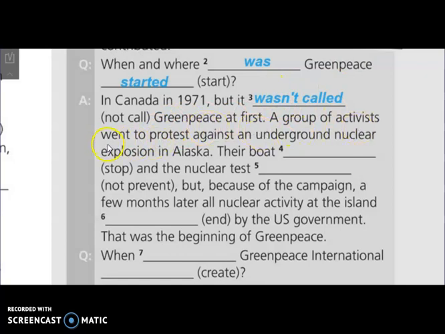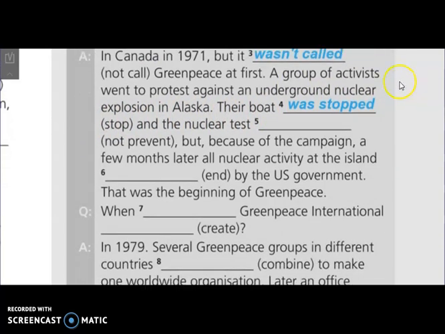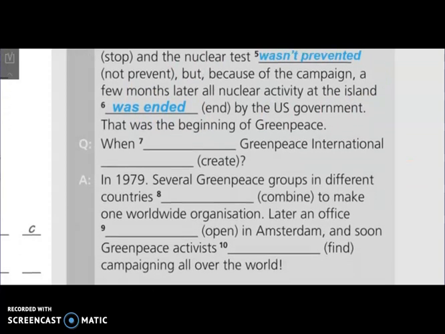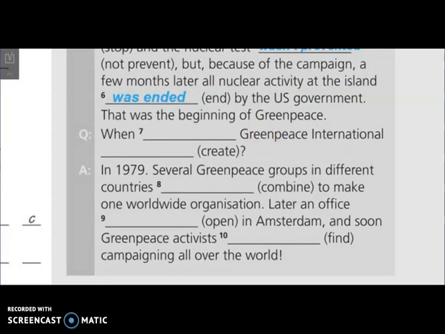A group of activists went to protest against an underground nuclear explosion in Alaska. Their boat was stopped and the nuclear test wasn't prevented. But because of the campaign, a few months later, all nuclear activity at the island was ended by the US government. That was the beginning of Greenpeace. When was Greenpeace internationally created? You have to complete 8 and 9 and 10 the same way.